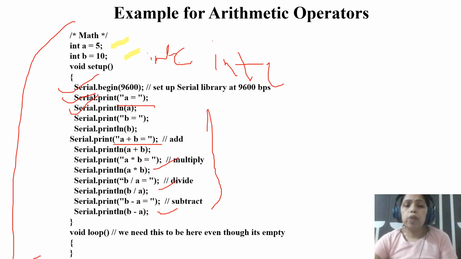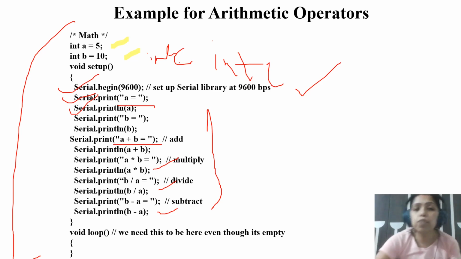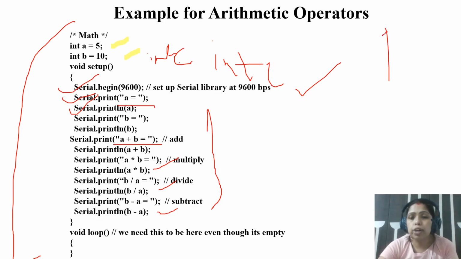Once you write this code in the Arduino, first you have to verify the code, then upload the code. I have already shown you where the verify and upload options are in the Arduino IDE. Then there is a serial monitor window in the Arduino, as I have already told. You can see the values for addition, multiplication, division and subtraction in the serial monitor window.